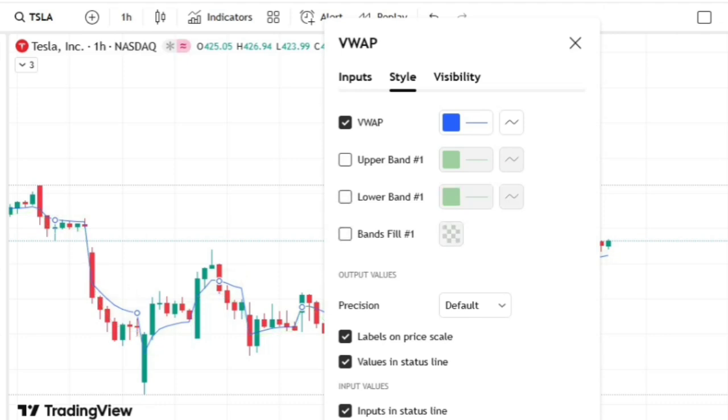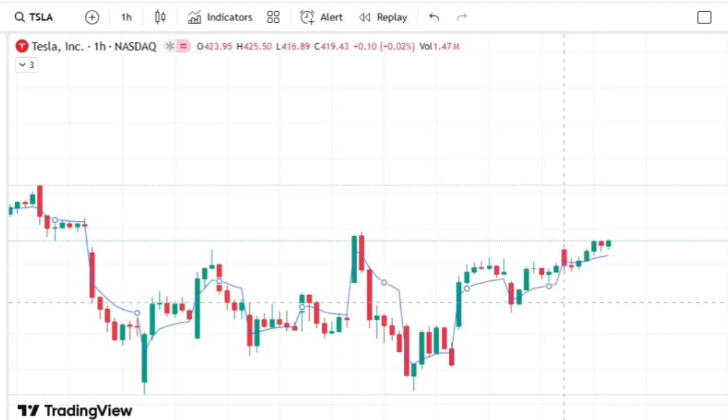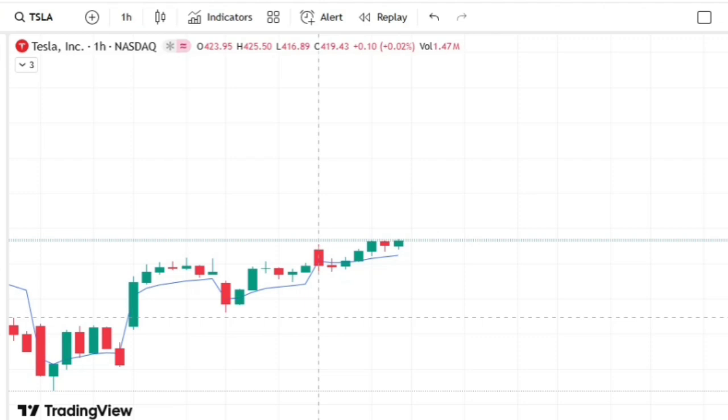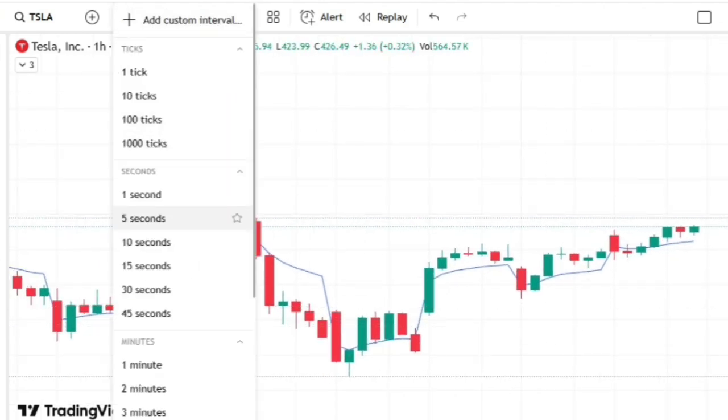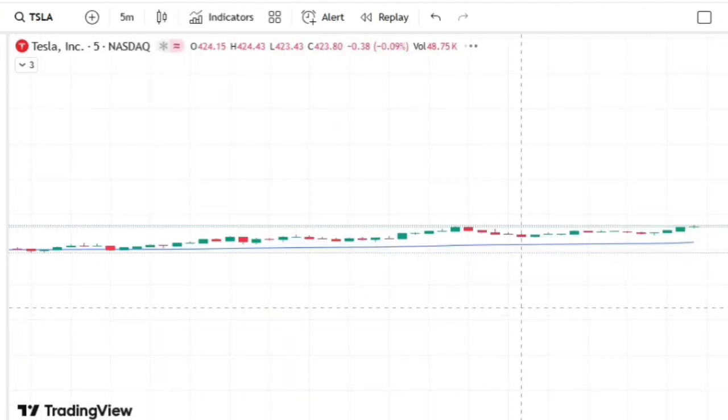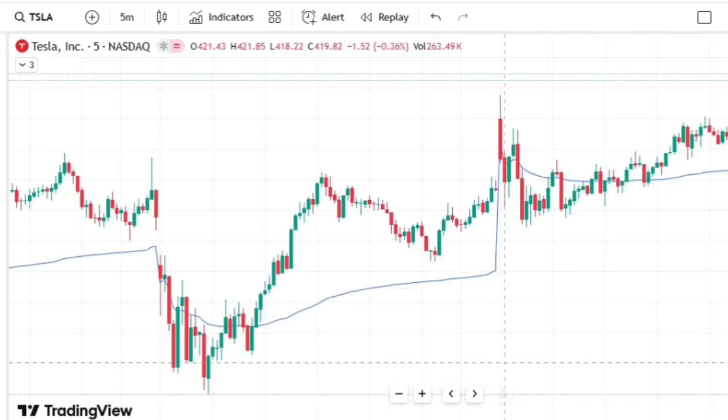Often, platforms will also show VWAP standard deviation bands. These are incredibly useful, and we'll talk about them in a bit. For now, just know that the main VWAP line is your primary focus.